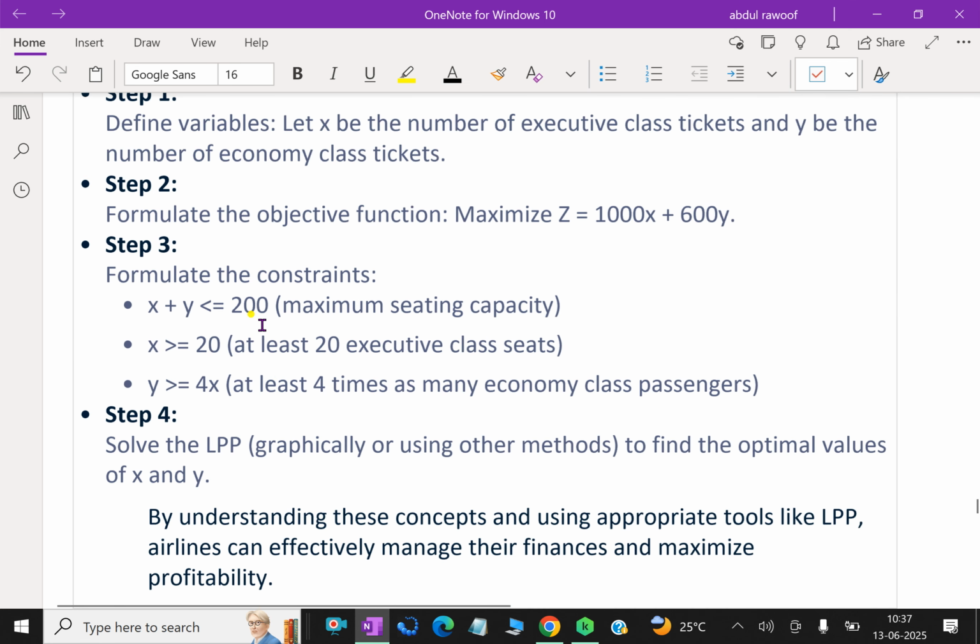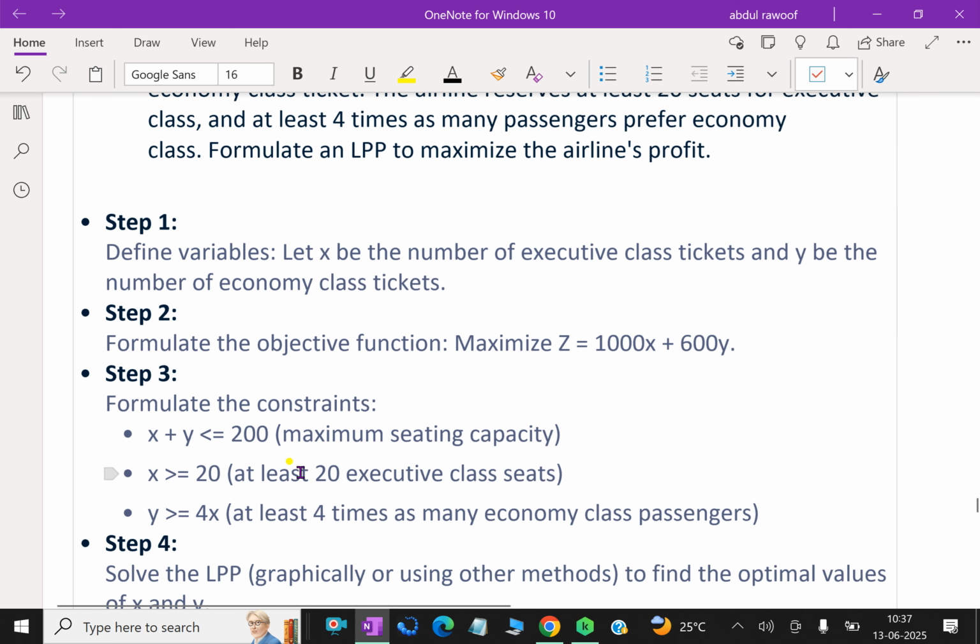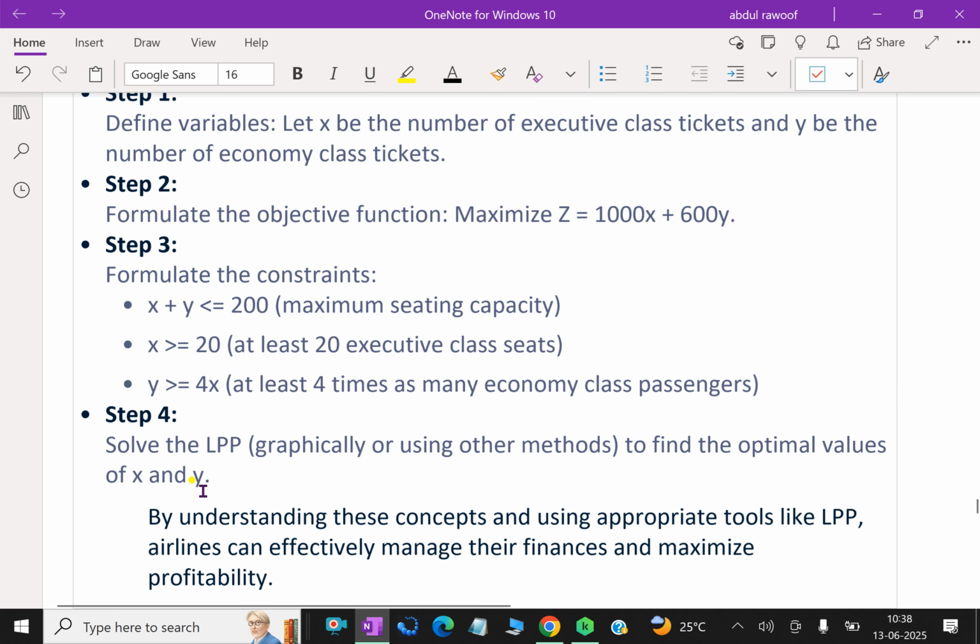Formulate the constraints. Look at here, x plus y is less than or equal to 200 because maximum capacity is 200 seats. So the number of economy and executive seats together is less than or equal to 200. That is the maximum seating capacity. Here x is greater than or equal to 20, that is, at least 20 executive class seats must be there. Here y is greater than or equal to 4x because at least 4 times as many economy class passengers. That is why.